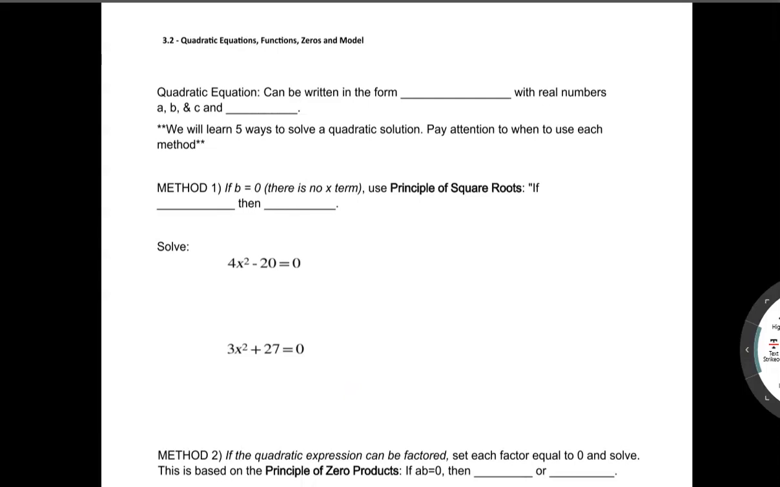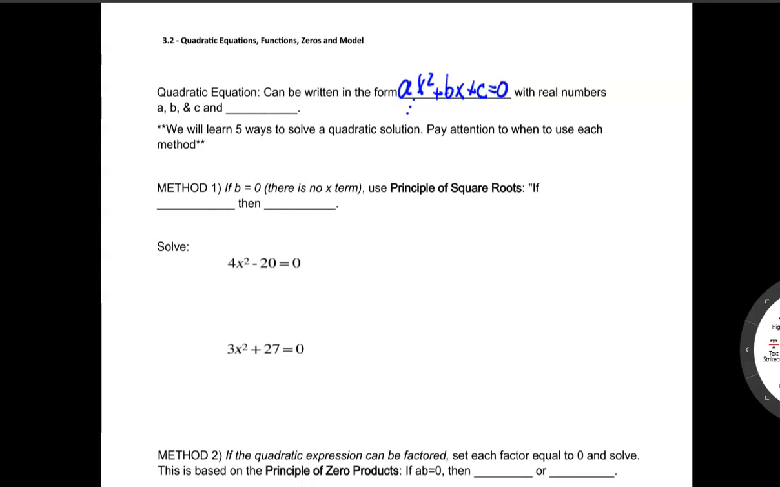So a quadratic equation is an equation. So remember, whenever we hear that word equation, you should be thinking it has an equal sign. It is a one-dimensional equation, which means it only has one variable. We're going to use x. So you can write a quadratic equation in the form of ax squared plus bx plus c equals 0.